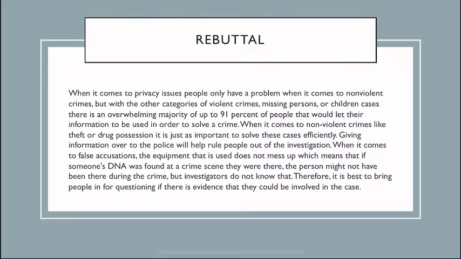When it comes to false accusations, the equipment that is used does not mess up, which means that if someone's DNA was found at a crime scene, they were there. The person might not have been there during the crime, but investigators do not know that. Therefore, it is best to bring people in for questioning if there is any evidence that they could be involved in the case.